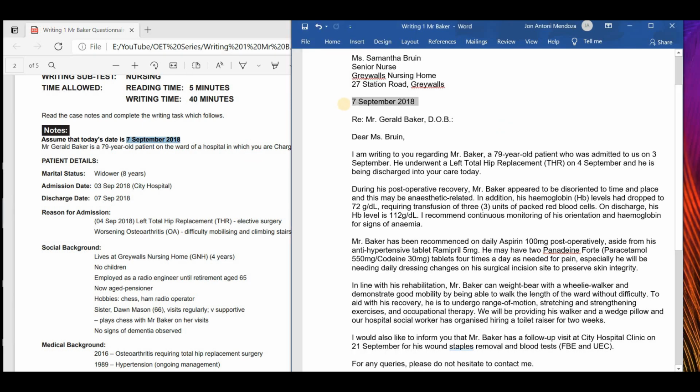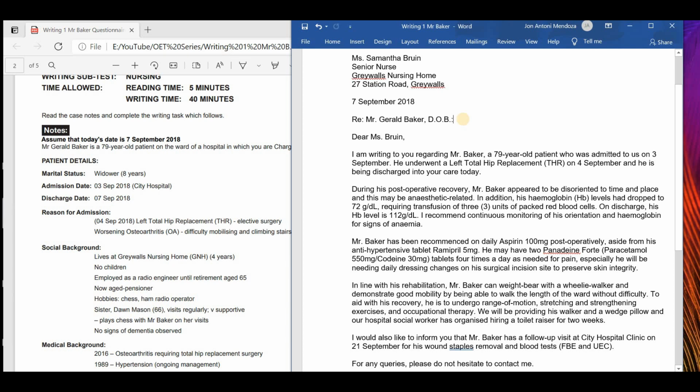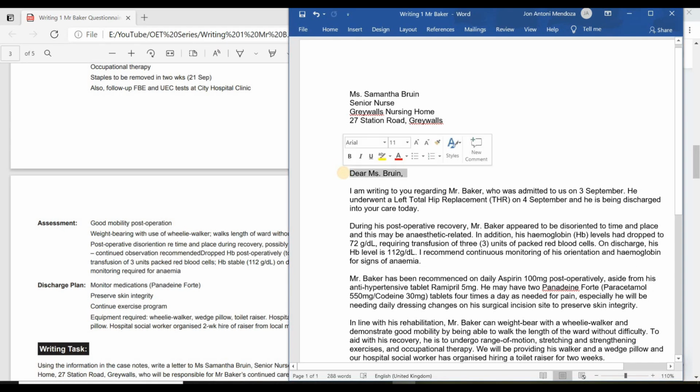That's going to reflect here. And then you have RE, or regarding, Mr. Gerald Baker, date of birth. Normally, I would put the date of birth of the patient because that's part of the identity check. However, it's not given in our test booklet. So we may use the patient's age. I'd delete DOB, and instead, we can put age 79. And then we proceed with your salutation, and then your first paragraph.